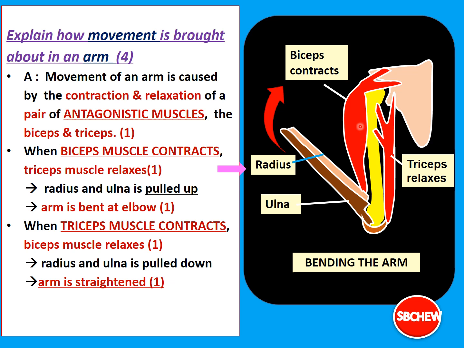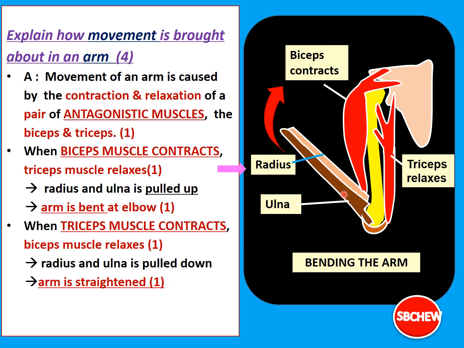When biceps contracts, triceps will relax. And then the biceps will transmit the pulling force to the tendon, and the tendon will pull the bone, which is the radius. But as the radius is pulled up, the ulna will follow suit. So the contraction of the muscles causes the radius to be pulled up, and the arm is bent at the elbow here.